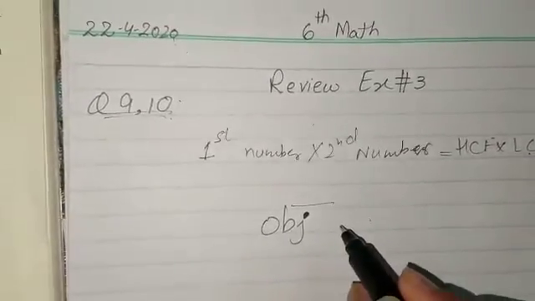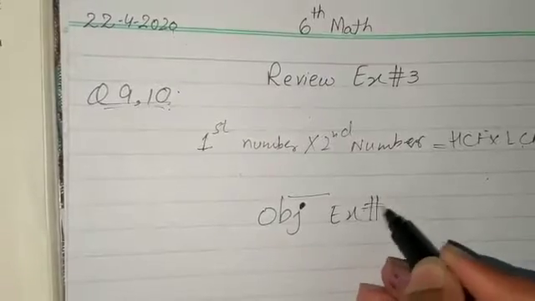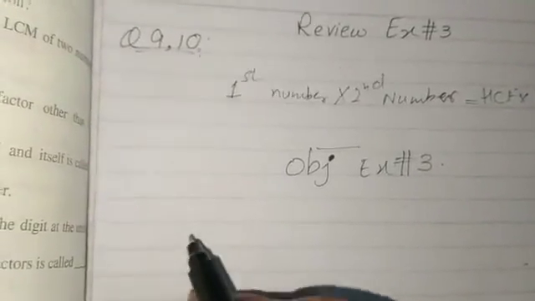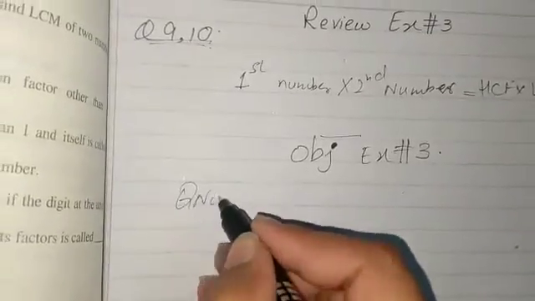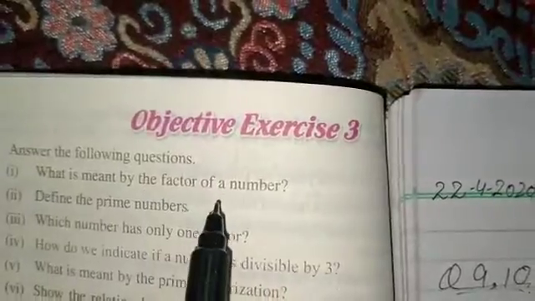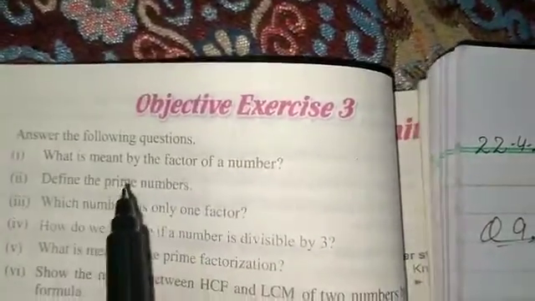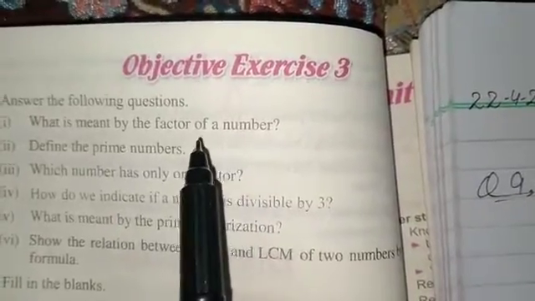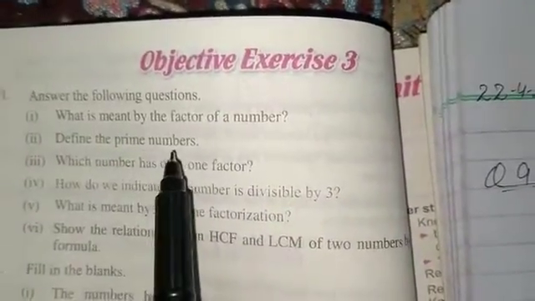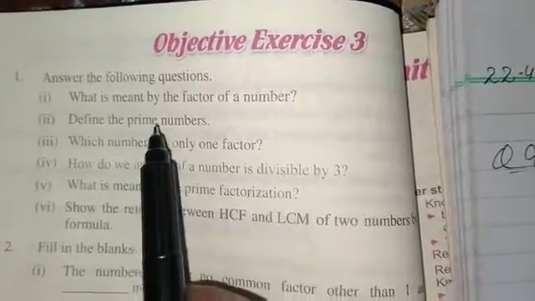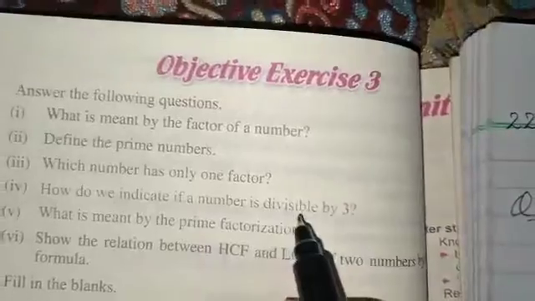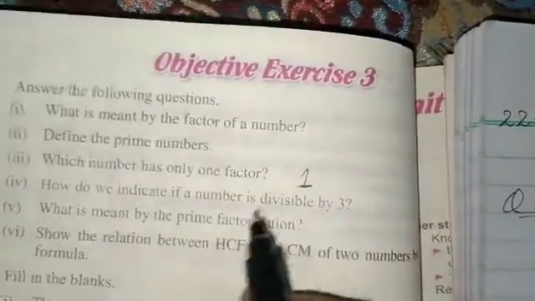Now we have to find the solution of objective exercise number 3. Question number 1 is short questions. First, students, what is meant by factors of a number? This definition I have explained in the first lecture. Define prime number. This definition you have already read. Which number has only one factor? Number 1 has only one factor.